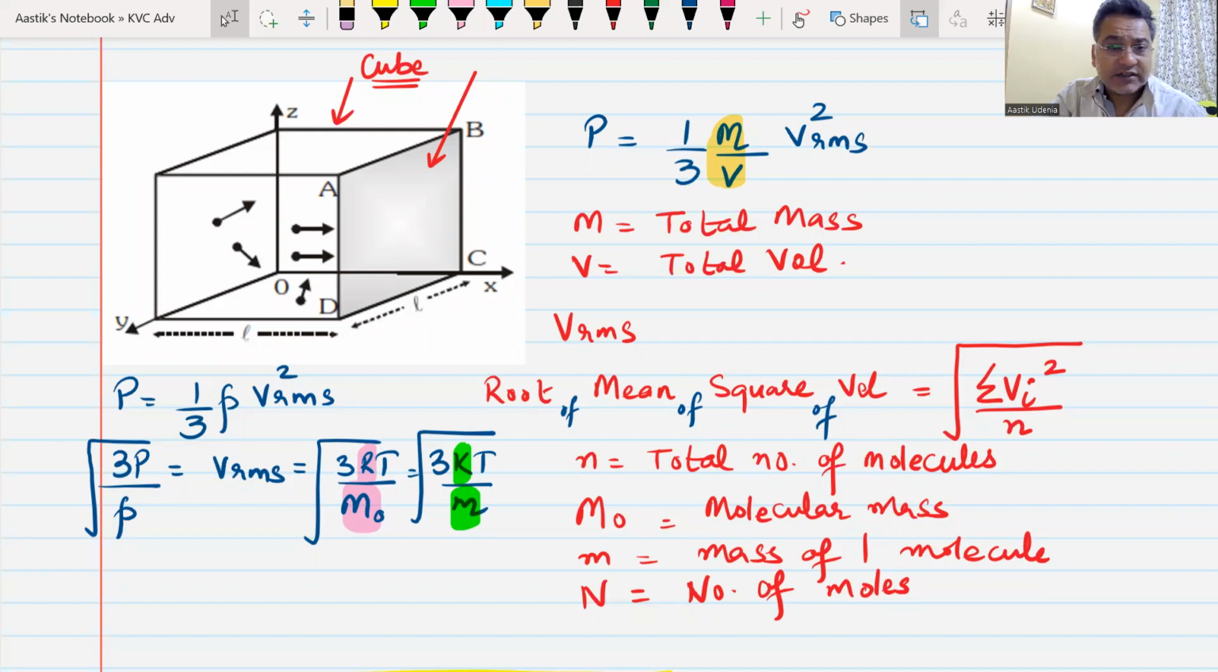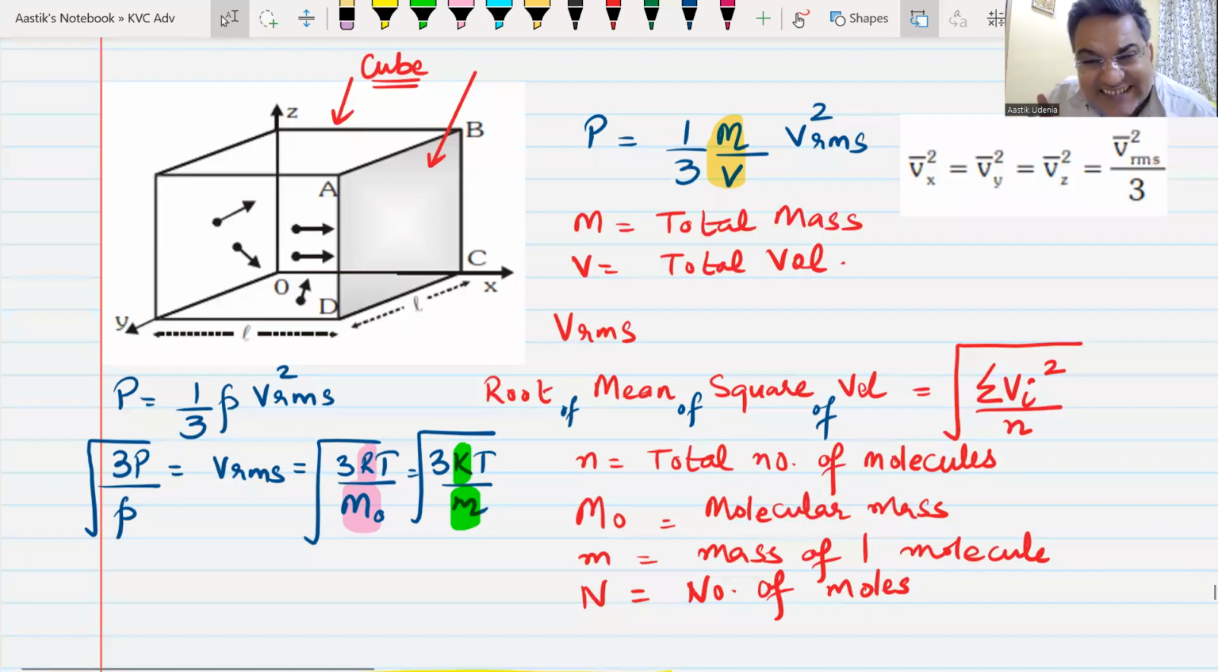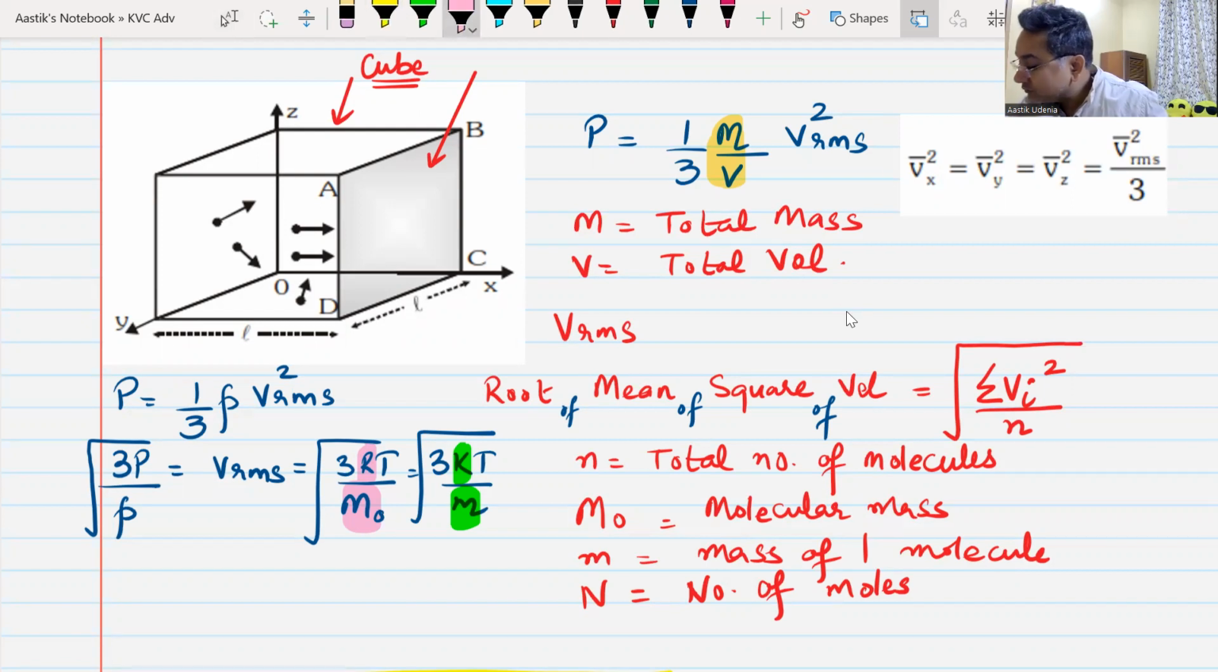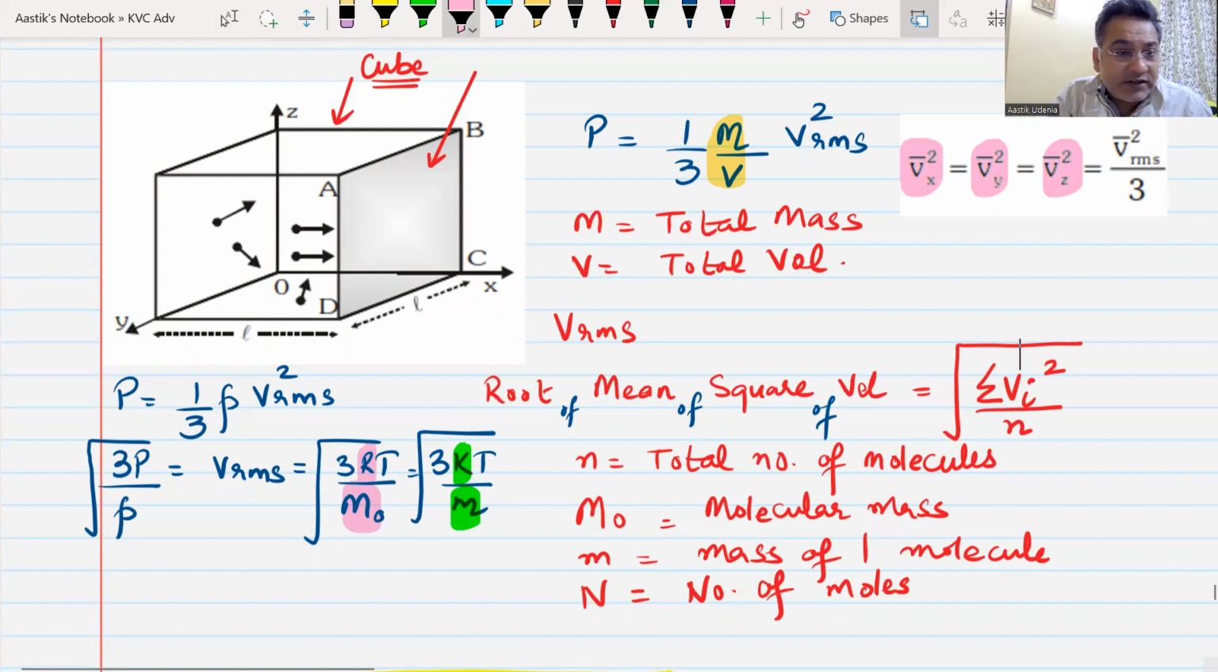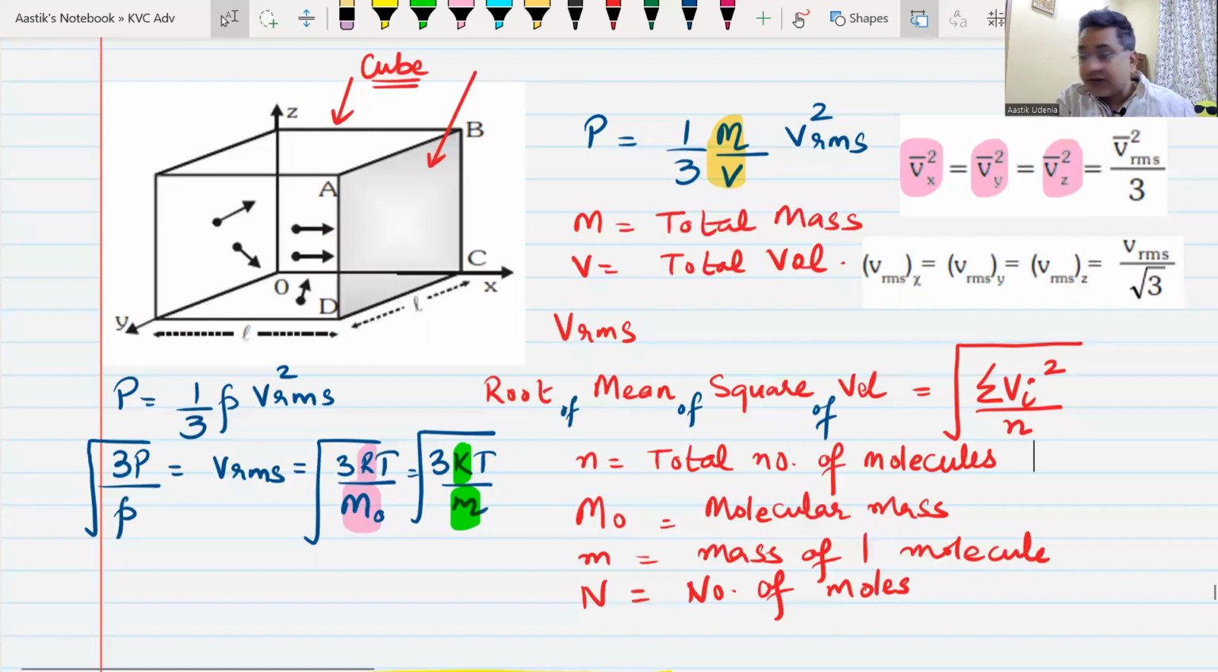I take you back to the original diagram. What we have found out is the RMS velocity of the gas molecule. Sometimes they may ask you the RMS square velocity along any axis. Be ready because you know the answer. V RMS square x and V RMS square y are both equal, and this is the total V RMS square divided by 3, because it is equally distributed. Similarly, if you take the root, the RMS velocities along x, y and z are all equal, and that is VRMS divided by root 3.